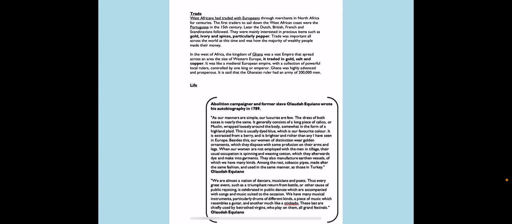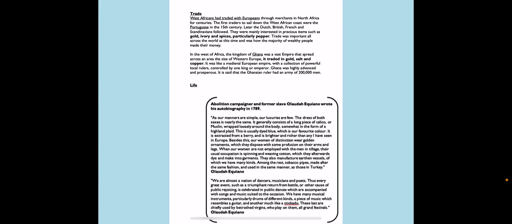As our manners are simple, our luxuries are few. The dress of both sexes is nearly the same. It generally consists of a long piece of calico or muslin wrapped loosely around the body, somewhat in the form of a Highland plaid. This is usually dyed blue, which is our favourite colour. It is extracted from a berry and is brighter and richer than any I have seen in Europe. Besides this, our women of distinction wear golden ornaments, which they dispose with some profusion on their arms and legs.